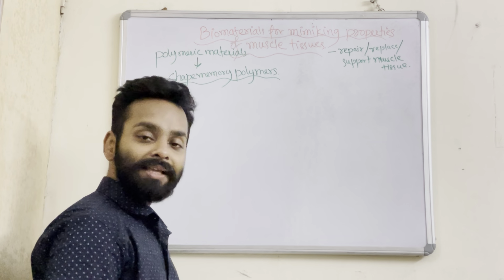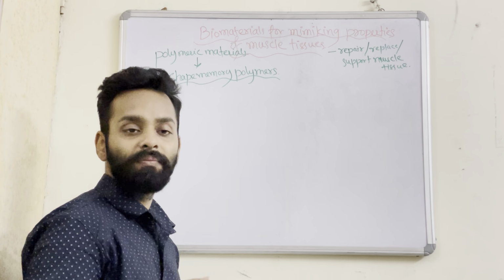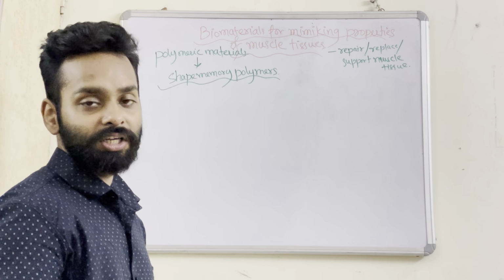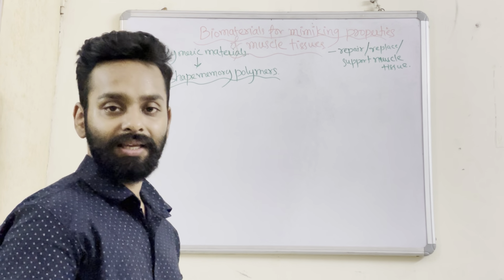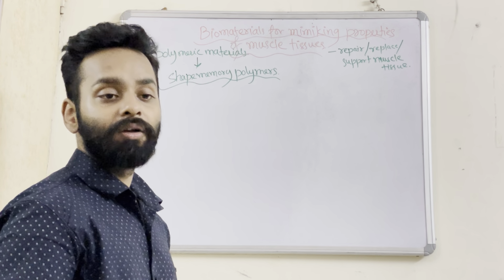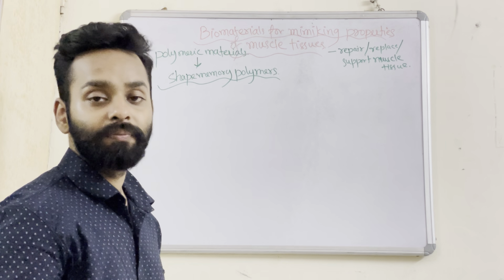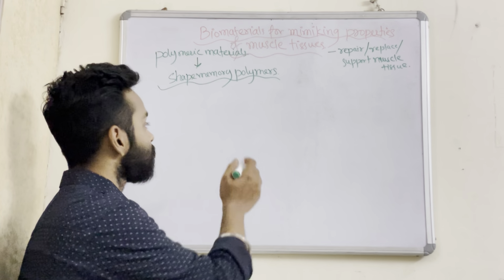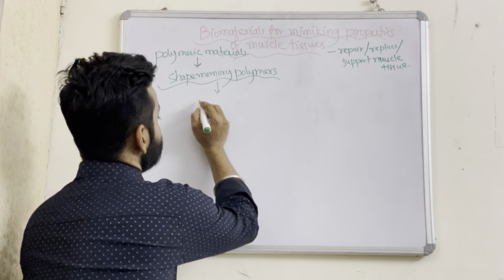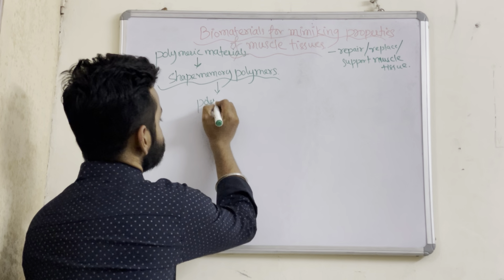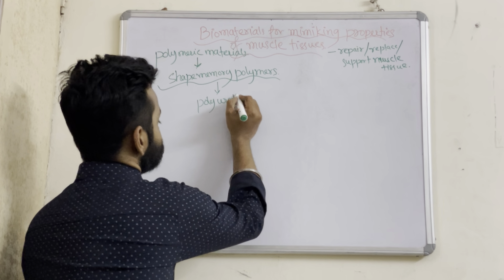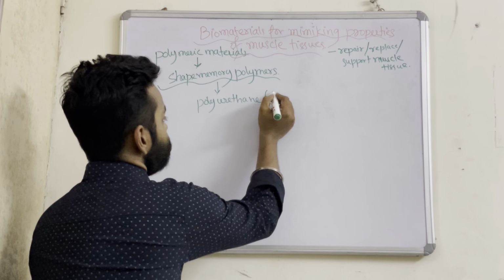So an example of such polymers which can be tuned to show this shape memory effect, or which can be synthesized with composite materials to show this shape memory effect, can be polyurethane or PU.